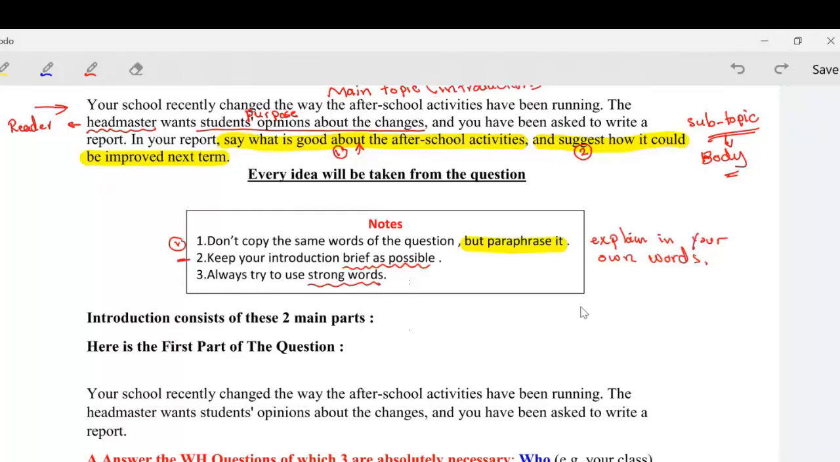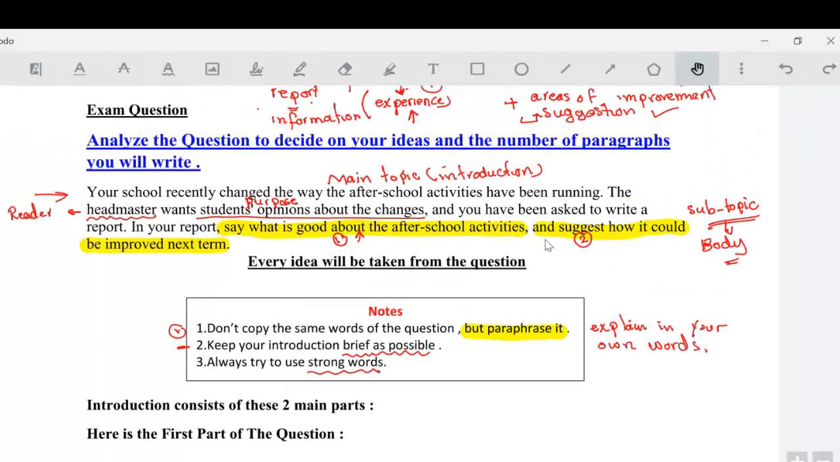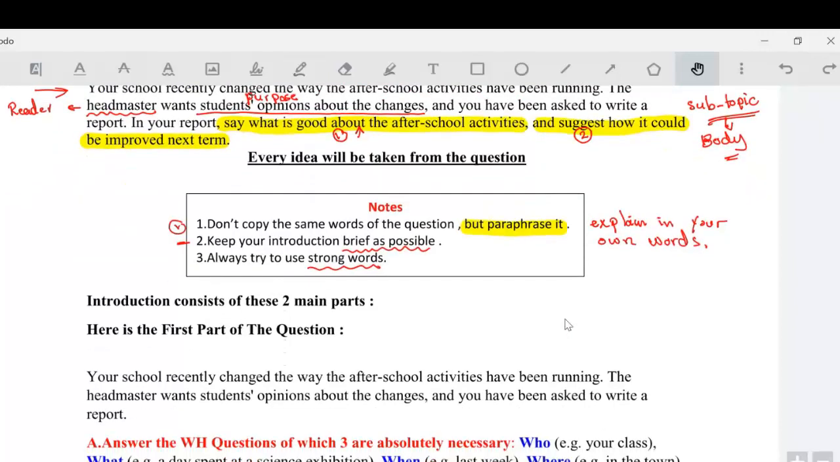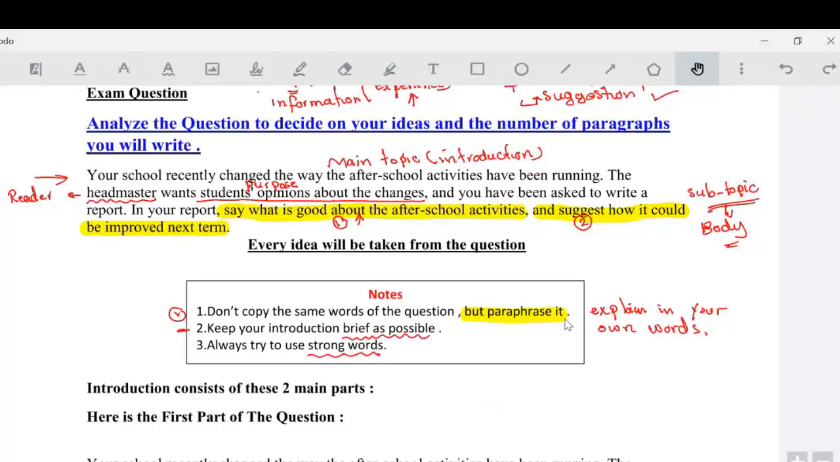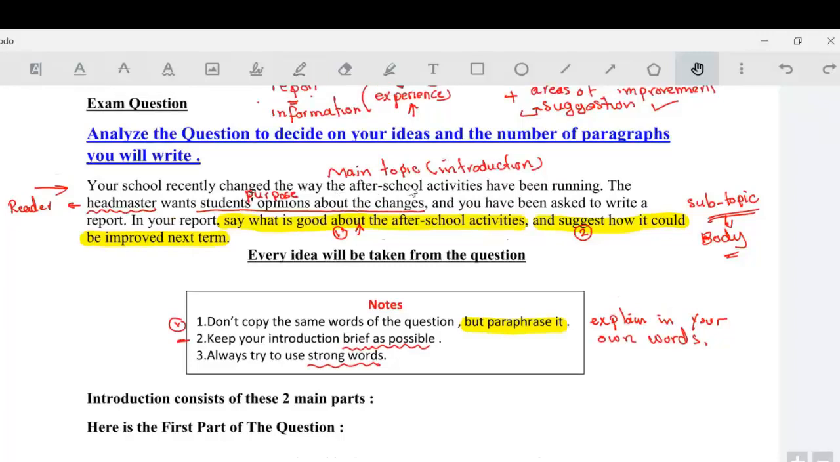Now we'll write the introduction for this question. How can I write my introduction? What are the parts of my introduction? So we understand the question now. The main topic is about the changes that our school decided to make regarding the after-school activities. And I should tell the headmaster the students' opinions about the change, what is good about the after-school activities, and suggest how it could be improved next term.